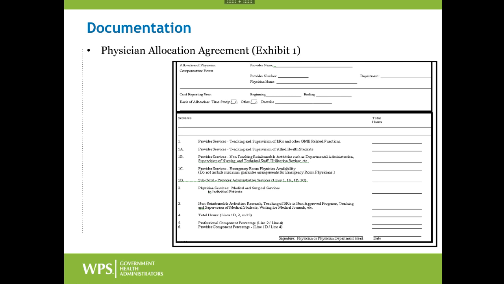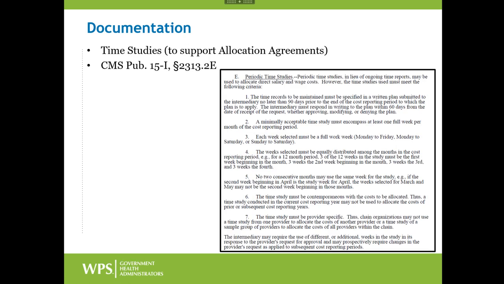This is the starting point. This has to be signed. It has to be dated contemporaneously, but it also has to be supported. Now, first of all, I want to go through some of the time study requirements. Again, that's the most common support for allocation agreements. First, I want to point out some requirements that are listed in Pub 15-1, Section 2313.2e. I want to specify this first paragraph, first of all.